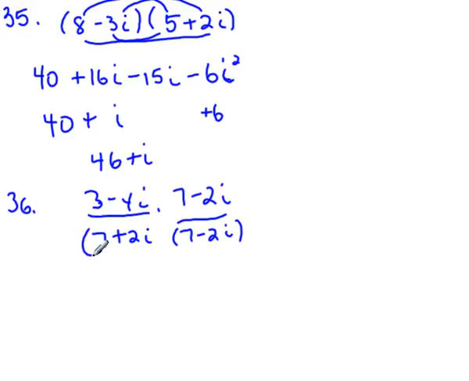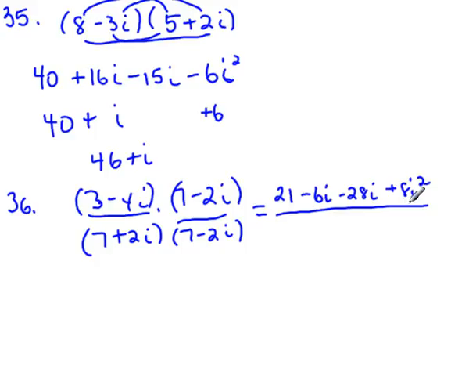And now I have in both the numerator and the denominator a binomial times a binomial, so that means I need to FOIL those. In the numerator, first 3 times 7 is 21. Outer, 3 times negative 2i is minus 6i. Inner, negative 4i times 7 is minus 28i. And last, negative 4i times negative 2i is plus 8i squared.